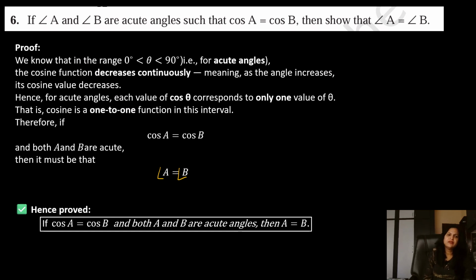You have to understand this. You cannot mug up this sentence. That's why I explained with the graph. Now you understood that, and you can remember it. Once you understand this statement you will remember it, otherwise it becomes difficult. Hence proved: if cos A equals cos B and both A and B are acute angles, then A equals B. Okay.